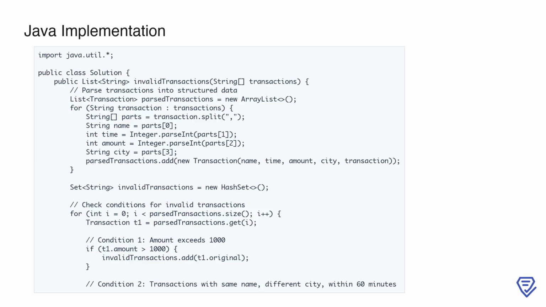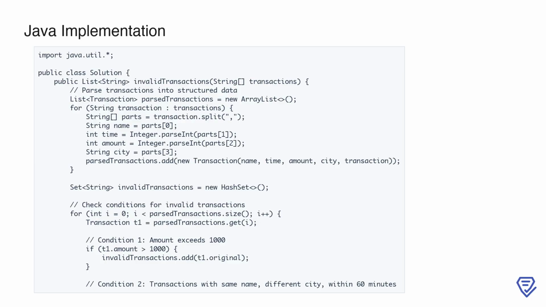The key method, invalidTransactions, takes an array of transaction strings as input. Each transaction is structured as name, time, amount, city. To make processing easier, we first parse these strings into a structured format. For this, we split each transaction string by commas to extract the name, time, amount, and city. These values are then used to create instances of a helper class, Transaction, which stores the parsed data along with the original string. These parsed transactions are added to a list for further analysis.